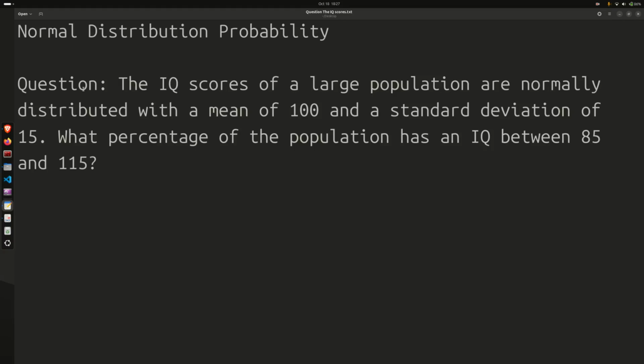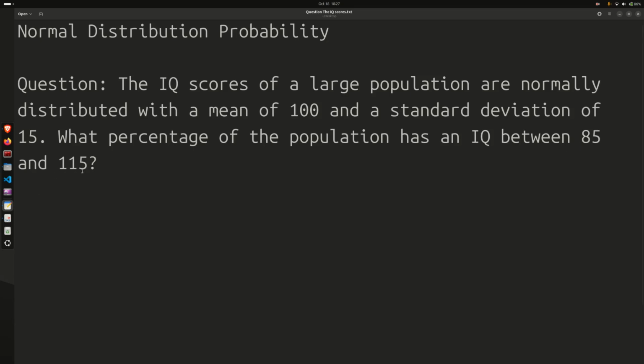Hey everyone, today I want to show you how to handle normal distribution probability questions, and I have one example here. The question is: the IQ scores of a large population are normally distributed with a mean of 100, note that one, and a standard deviation of 15. What percentage of the population has an IQ between 85 and 115?